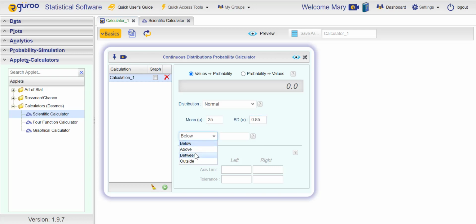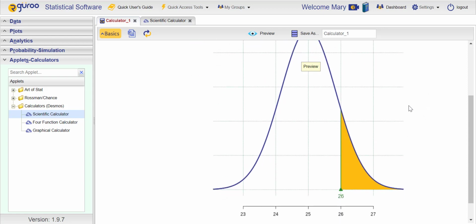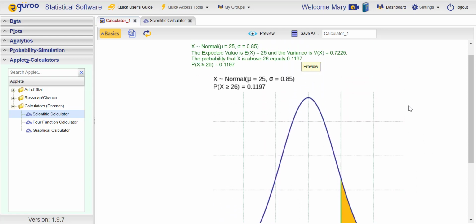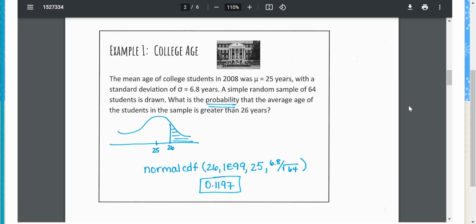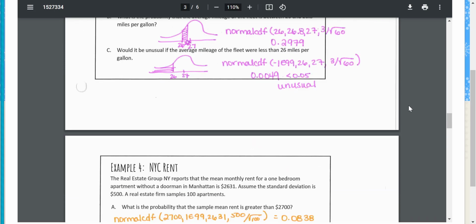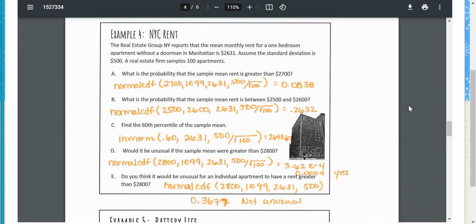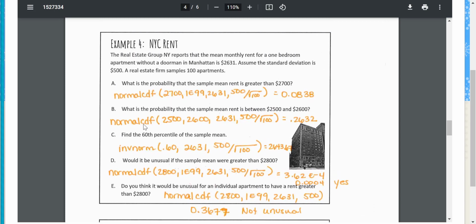And we're finding the probability that the sample mean is above 26. Hit graph, because I like to see the graph. And we see that it is 0.1197. Let's check it out. Same exact thing that we got before. I wanted to do one where we used INV norm. So let's do this one here.